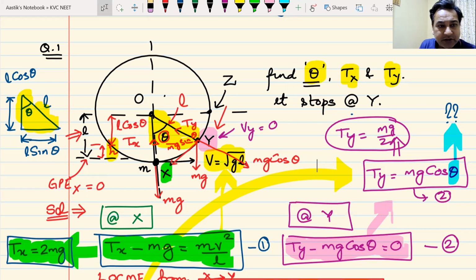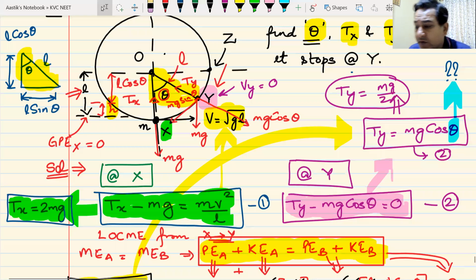On very simple terms, we had proceeded by drawing the free body diagram, drawing the tension, drawing the weight, resolving the weight at point X and Y. Then we wrote the equation at point X, Tx minus mg is mv square by L. From that equation, we straight away got the value of Tx. We wrote the equation at point Y, Ty minus mg cos theta is 0. Why it is 0? Because the velocity is 0. From there, we got an equation that Ty is mg cos theta.